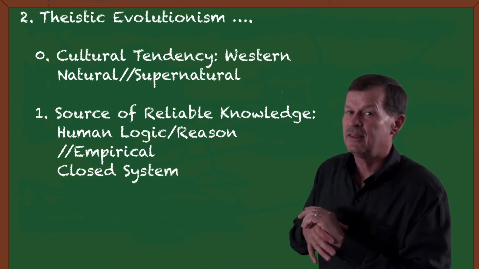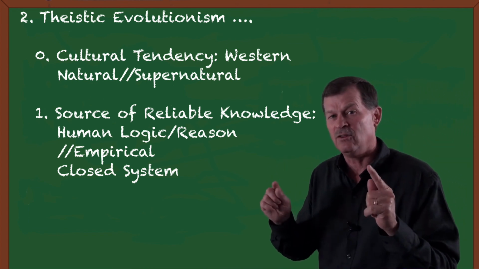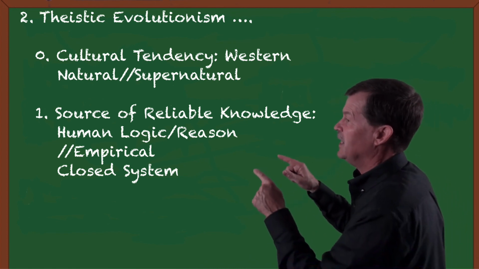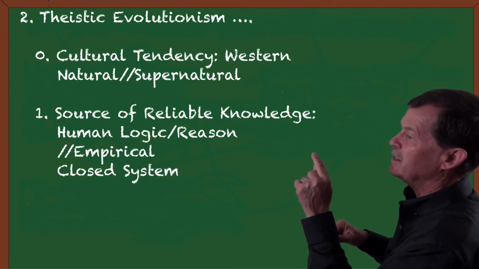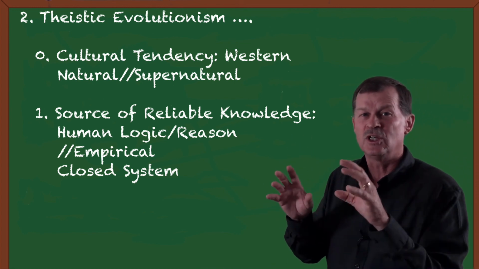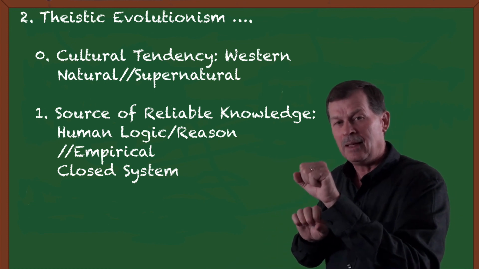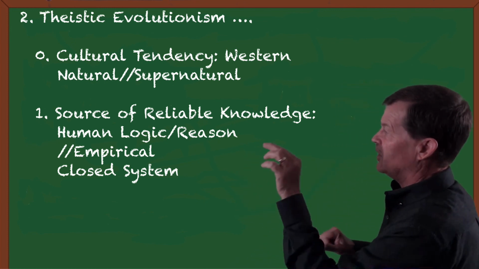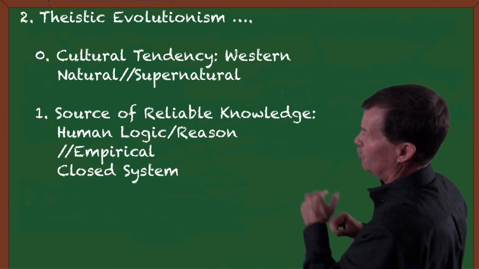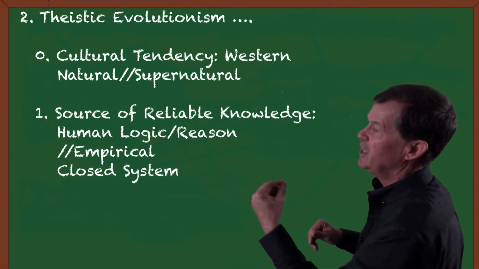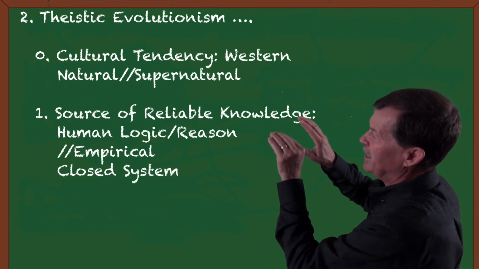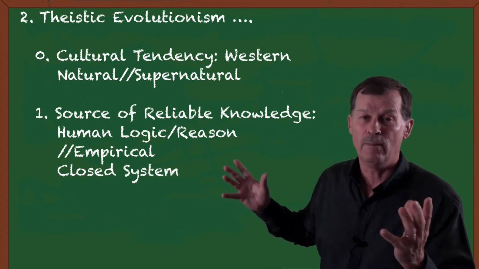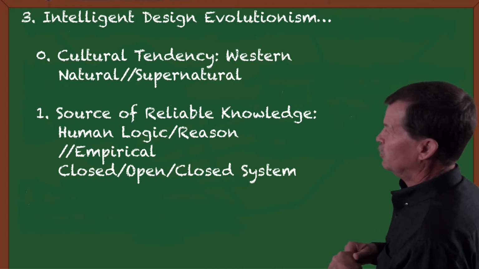Closed system. Okay, I think that I had forgotten to do that on the previous evolutionism, that its source of reliable knowledge also was human logic, reason, and empirical. So it does use reason first and empiricism second, and so it has the same number 2 source of reliable knowledge as evolutionism. The only difference is in the cultural tendency, in that it maintains a natural, supernatural two domains separate. Moving on. Intelligent design evolutionism.